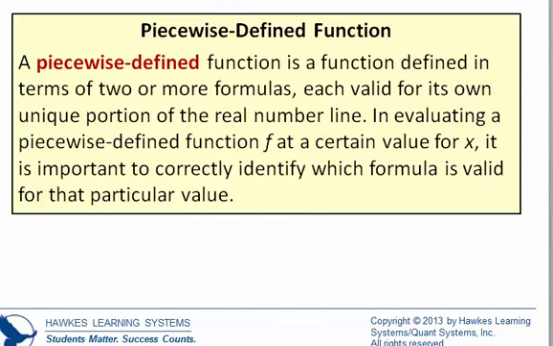Our final type of function is called a piecewise defined function. A piecewise defined function is a function defined by 2 or more formulas, each valid for a certain part of the real number line. In evaluating a piecewise defined function f at a certain value of x, it is important to correctly identify which of the 2 or more formulas is valid for that particular value.